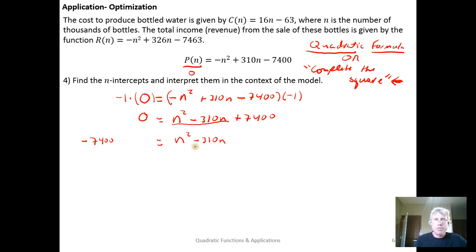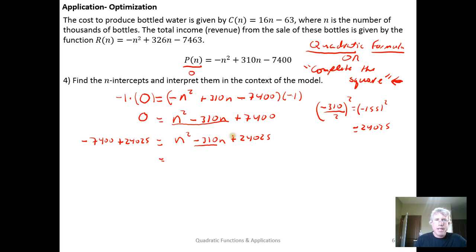And then we know that to complete the square, we take half of the linear coefficient. So we take half of the negative 310, which is negative 155, and then we square it. We actually already calculated this. So negative 155 squared is going to give us 24,025. And we're going to take that amount and add it to the n terms to complete the square. And because I did it on the right hand side, I'm going to do the same thing over on the left hand side. So plus 24,025.